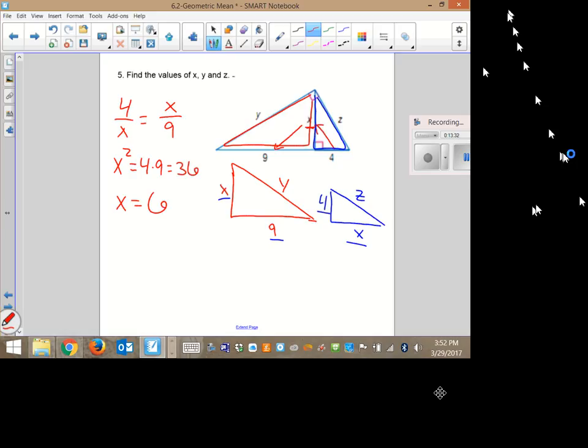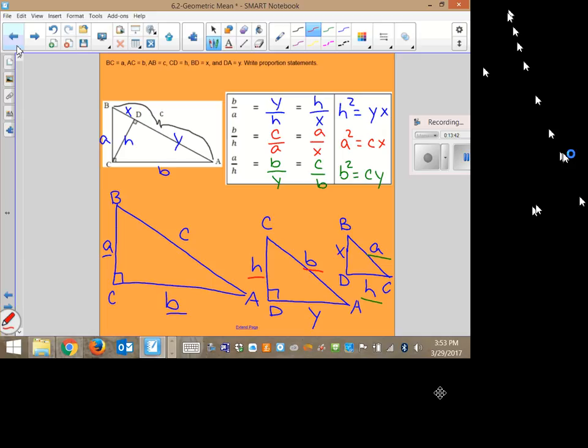I'm going to pause here for a second. Note this step right here. We got x squared equals 4 times 9. If you go back to your note sheet right here, that would be our h squared. So h squared, we could draw the t.